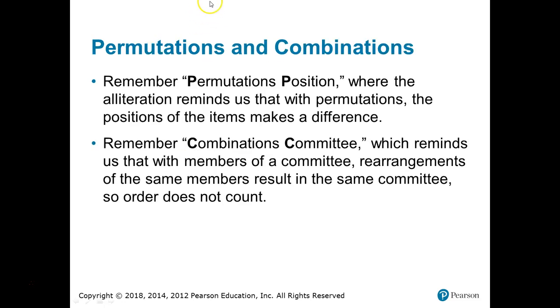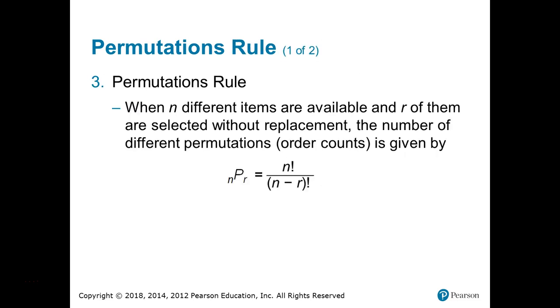So remember, permutations, positions. The alliteration reminds us that with permutations, the position of the items makes a difference. Position matters. Permutation, position. Combinations, you think of like a committee. Members of a committee, well, if you rearrange the names it's still the same committee. Order doesn't count. If there's a council of 5 people and I read Matthew, Mark, Luke, John, and then Jim, or if I read them in any different order, it's still the same committee. So with combinations, the committee, the order does not matter. It's all the same outcome.